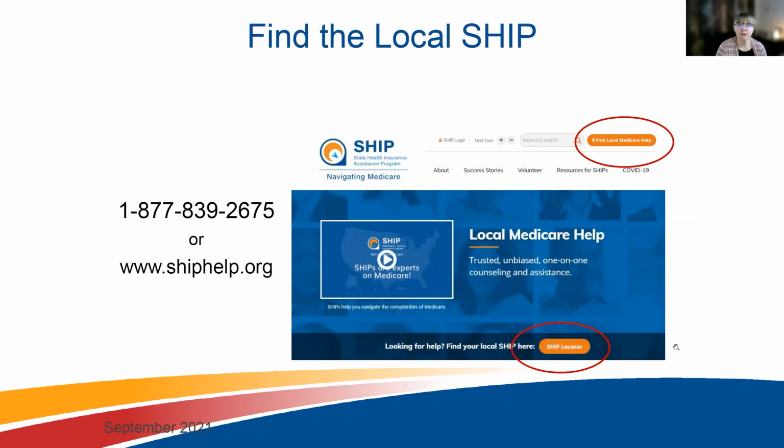I wanted to share how you can find your local SHIP. The website you see here is for our SHIP Technical Assistance Center. They serve as a central source of information, expertise, and technical assistance for our grantees, but they also host the SHIP Locator. The SHIP Locator you can access via the phone number on the site here or through the website shiphelp.org. So I'd encourage you to take a look, get familiar with who is providing services at the state level in your state, and then, of course, they can connect you with who's providing services locally.